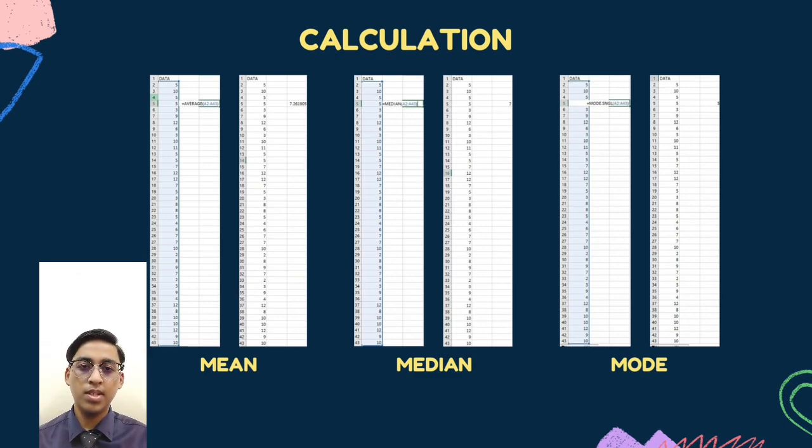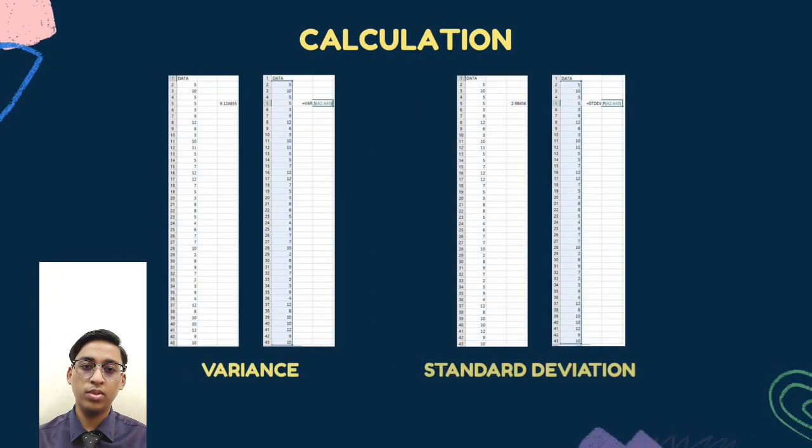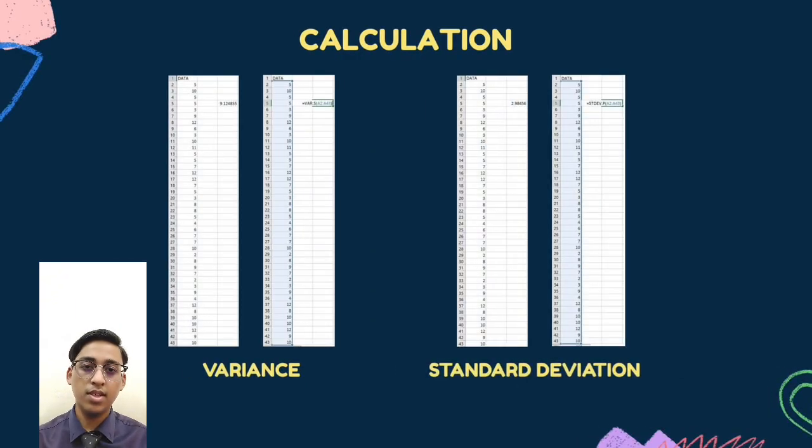After mean, median, and mode, next we also have variance and standard deviation to see how spread out the data is. For variance, I type this formula, which starts with the equal symbol. For your information, a formula always starts with the equal symbol.